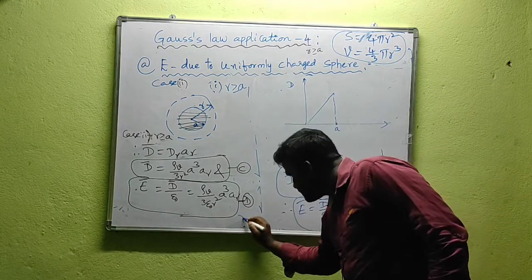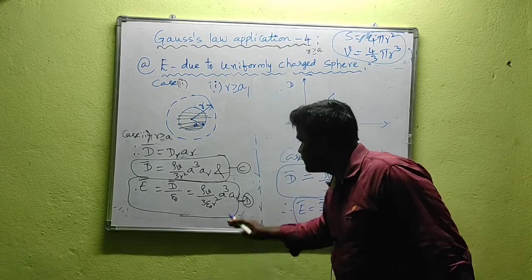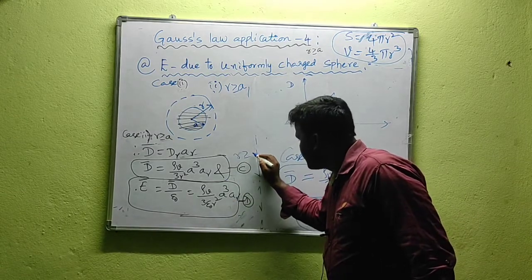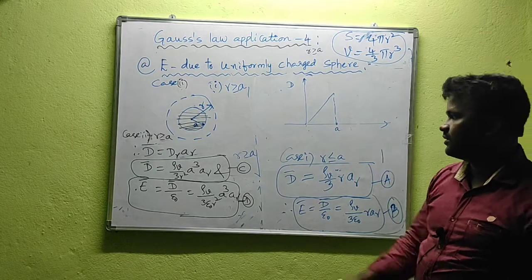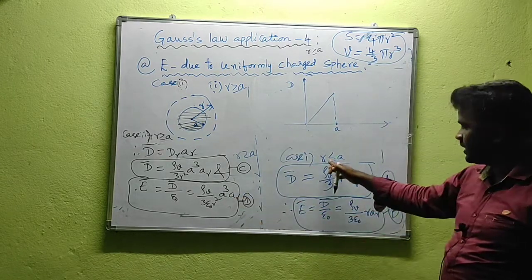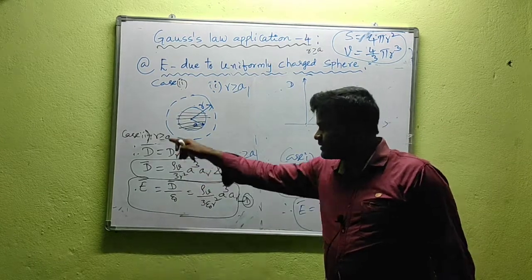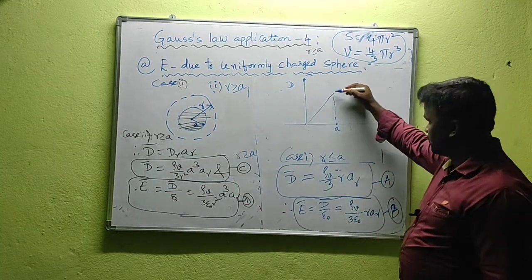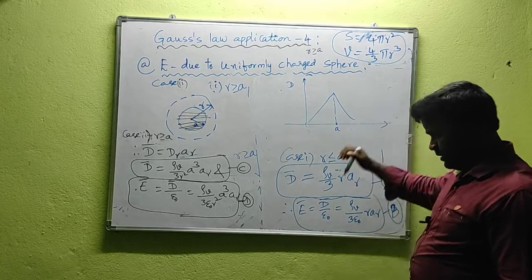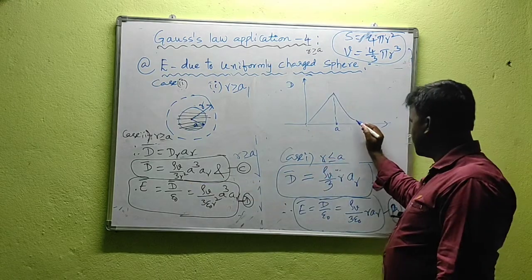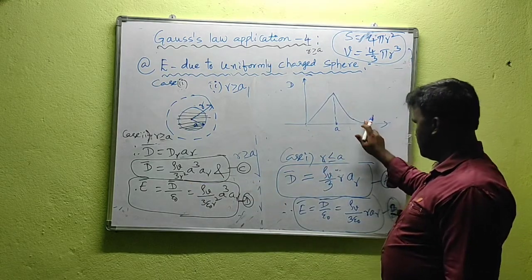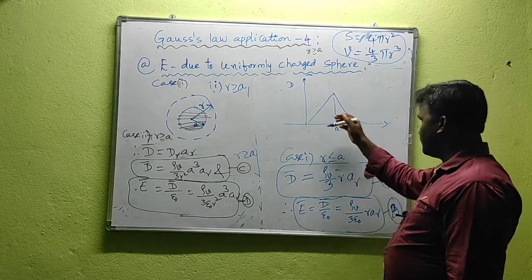This is the case for R greater than or equal to A. For R less than A, R is in the numerator; here R is in the denominator. If R increases, D decreases, so it decreases like this. If R becomes infinity, D reaches 0 at infinite distance. So that is why we can draw it like this.